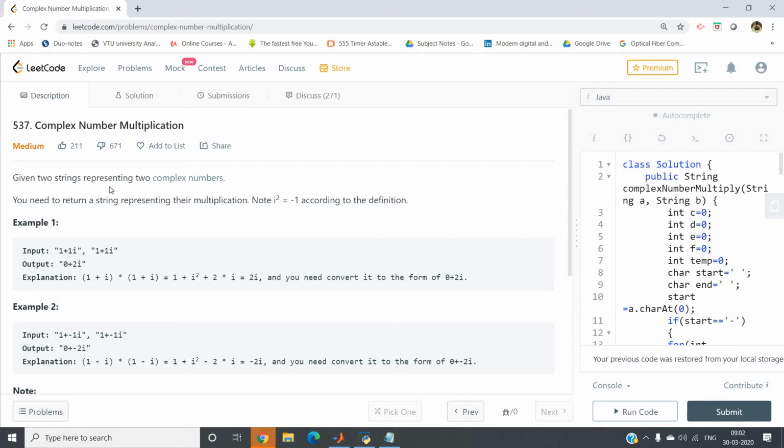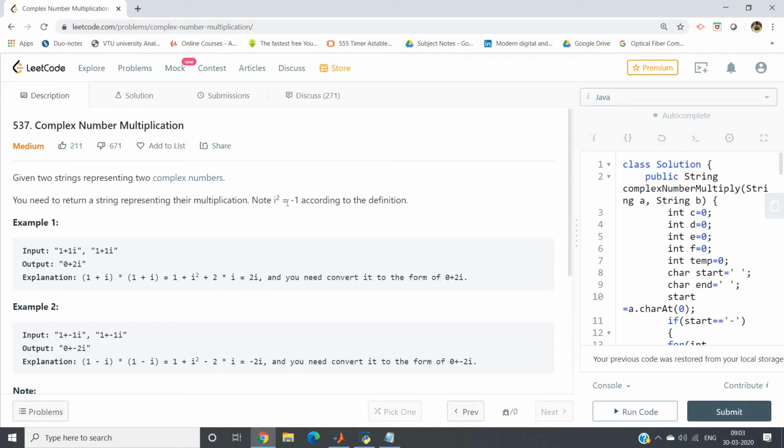Hello friends, in this video I am going to discuss another LeetCode problem, and the problem is complex number multiplication. It is a simple mathematical question, we know the algorithm, we just need to implement it in our favorable language, that may be Java, C, C++, Python, whatever, but the algorithm will be the same. Given two strings representing two complex numbers, you need to return a string representing their multiplication.